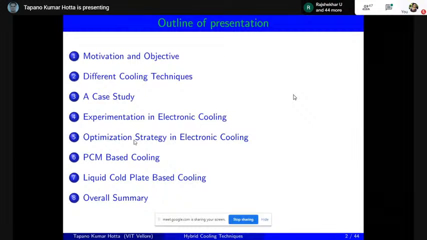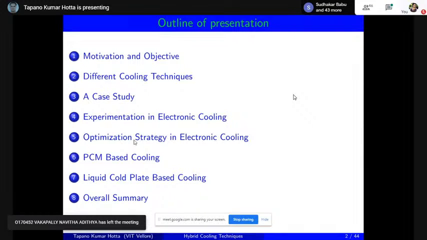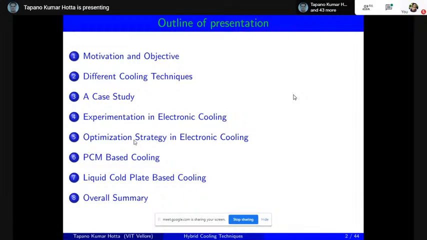Now, coming to the outline of the presentation, this is the way I have outlined. I will start with the need for thermal management. Then I will go to the different techniques available for the cooling of electronic gadgets. I will talk about a brief case study, and on that case study basis, we will discuss points 4, 5, 6, 7 of the outline. Then I will briefly explain how you do simple experiments in electronic cooling, and we'll also see how you apply an optimization strategy in electronic cooling.